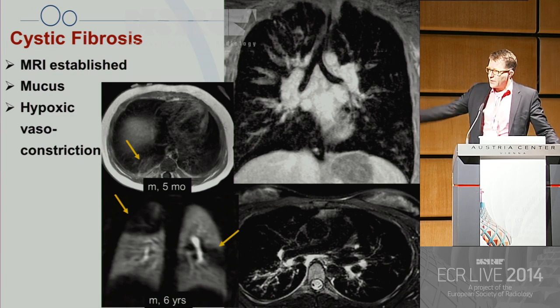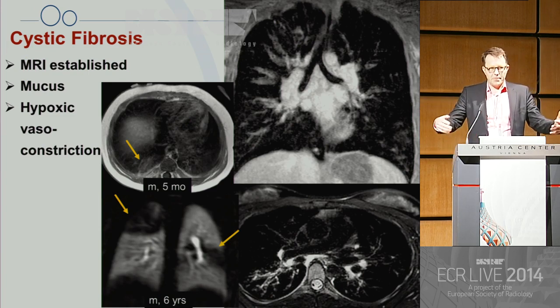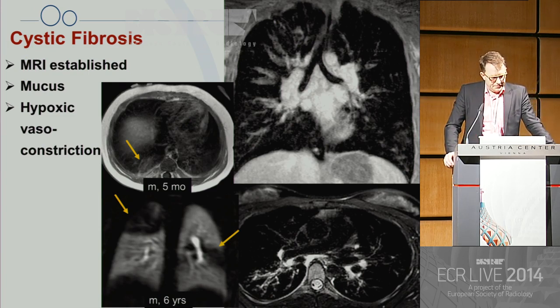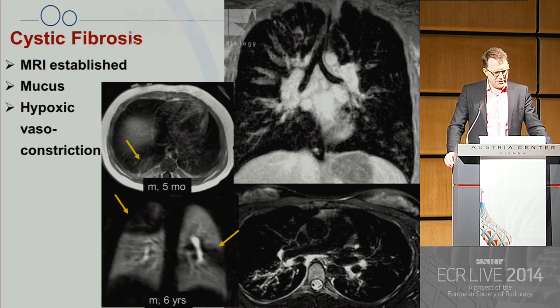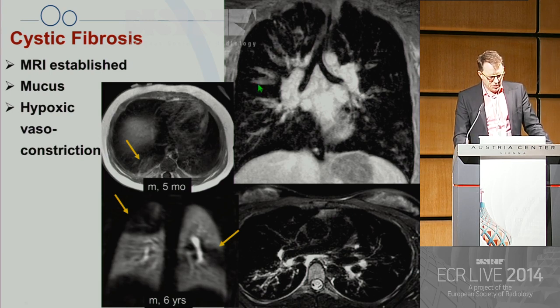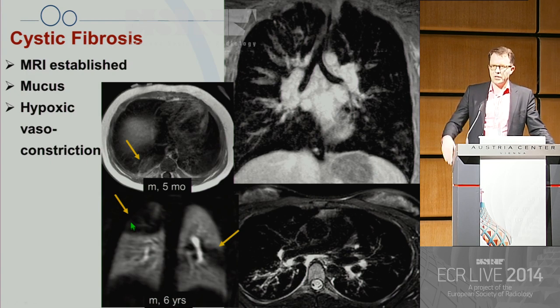Cystic fibrosis, that's what Philippe already alluded to. MR is implemented in pediatric lung disease. It is established. We can visualize the mucus, as you can see here, but we are also using the perfusion scan to see the perfusion defects due to hypoxic vasoconstriction. We can apply this also in very, very young children.